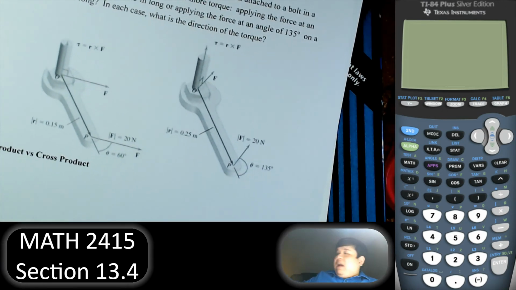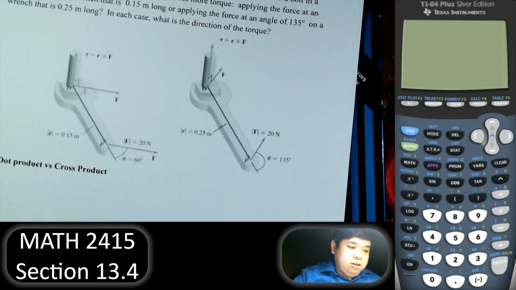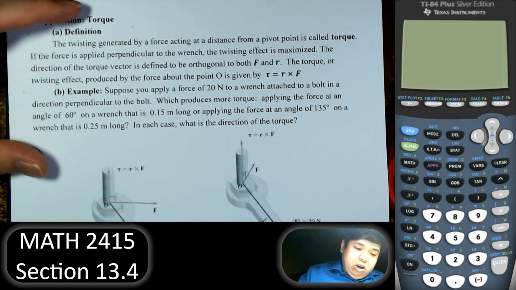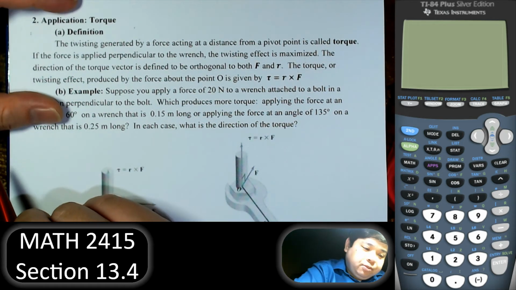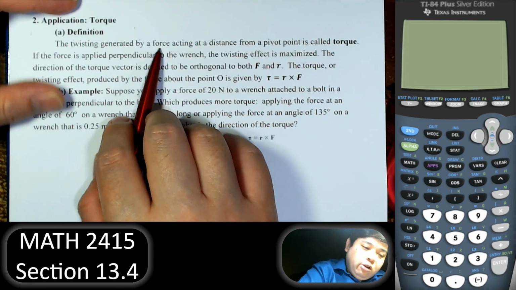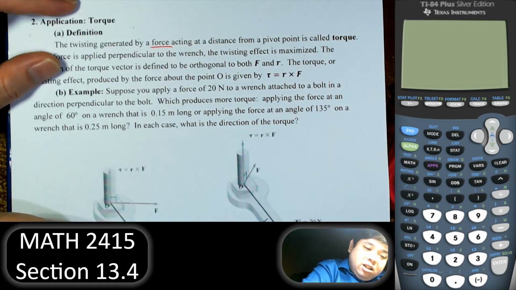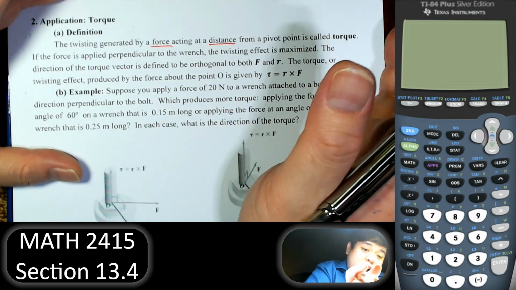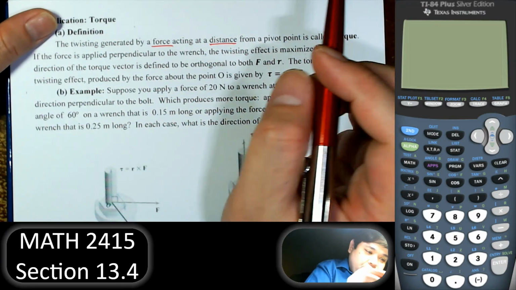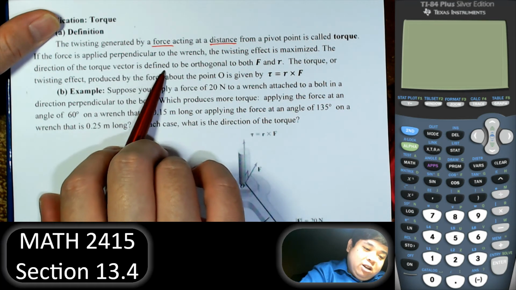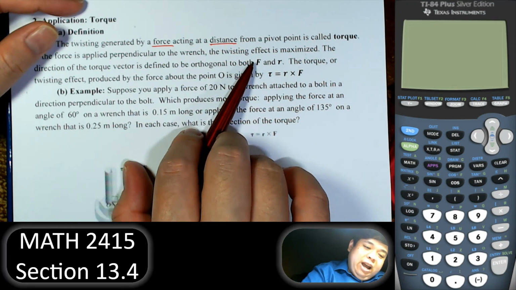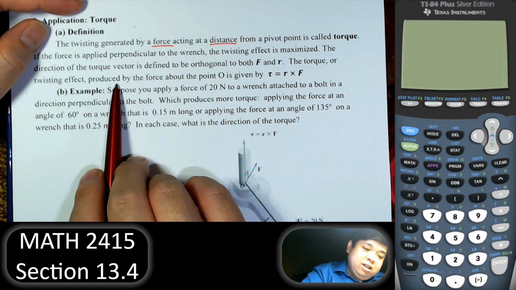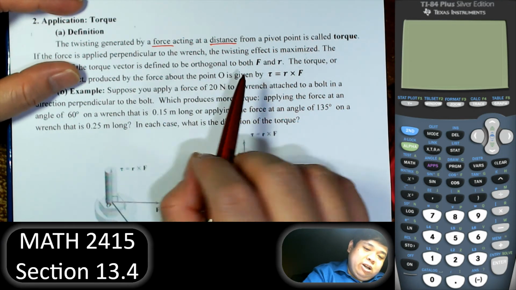Right, now we have an application of a cross product, what we call torque. Twisting generates a force, so we still have a force acting at a distance, so we still have two things like a force and a distance, but not a dot product. This is a cross product. The direction of the torque vector is orthogonal to both F and R. The twisting effect produces a torque orthogonal to both.